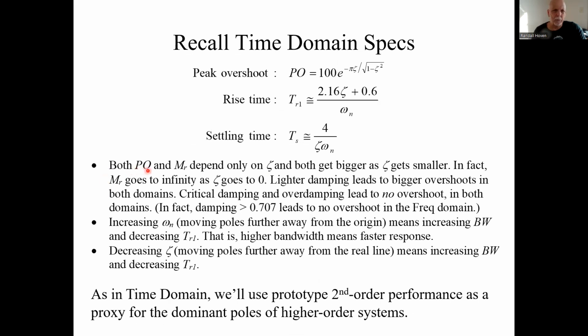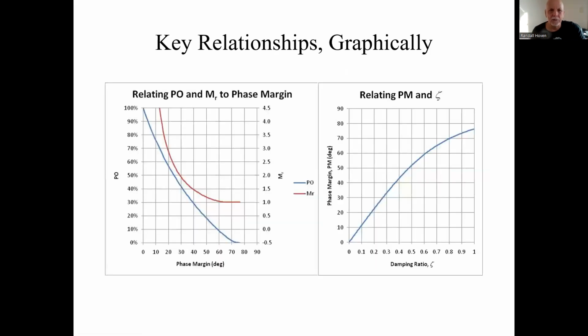Your peak overshoot in the time domain and the frequency domain both depend only on that damping ratio. They both get bigger as you damp it less, as the damping ratio gets smaller. Increasing your omega sub n increases your bandwidth and decreases your response time, and I guess also your settling time. So the higher your bandwidth in the frequency domain means the faster response. You can think through these, read my write-ups on my website.